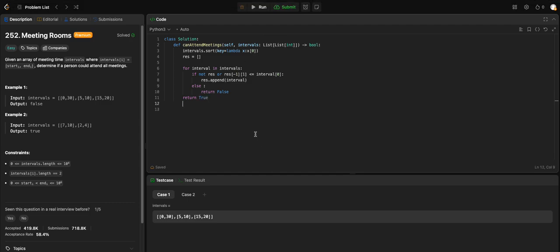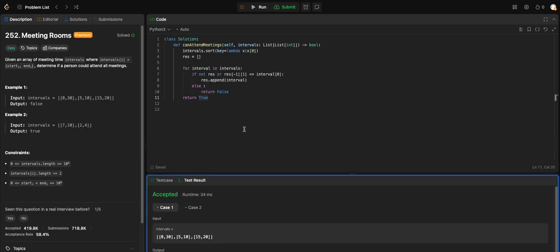So this is how you solve this question, and because we are sorting, it's going to be O of n log n, and then space is going to be O of n at the most. Yes, so this is how you solve the meeting rooms question.